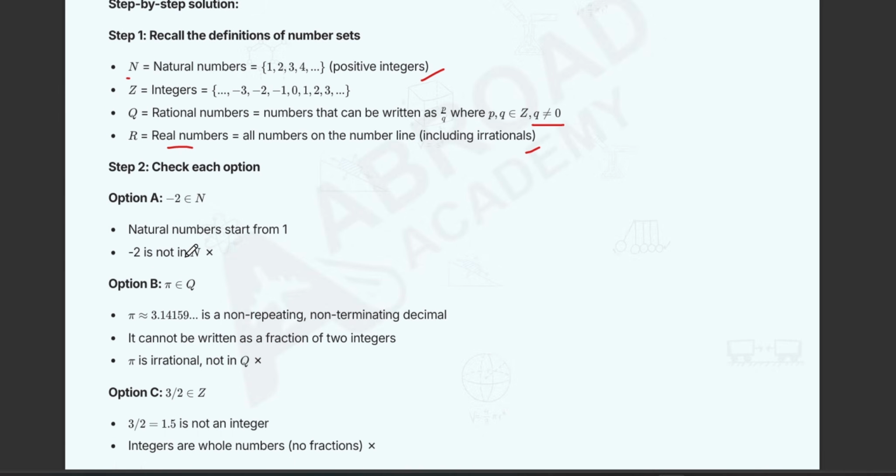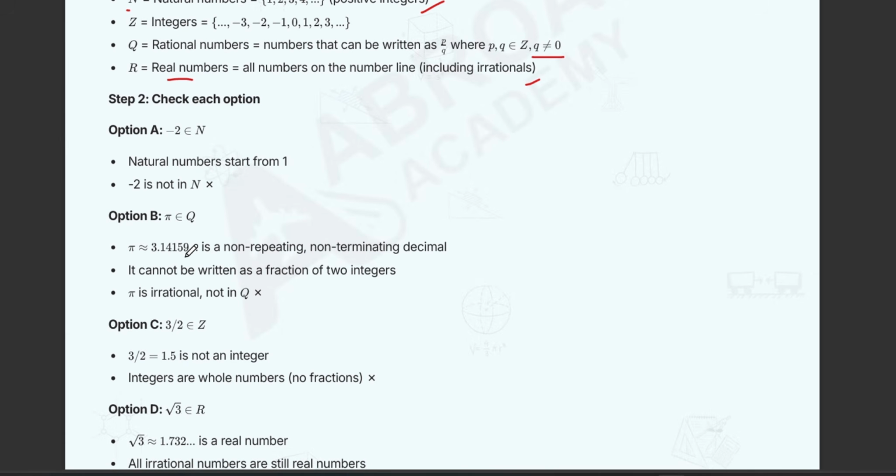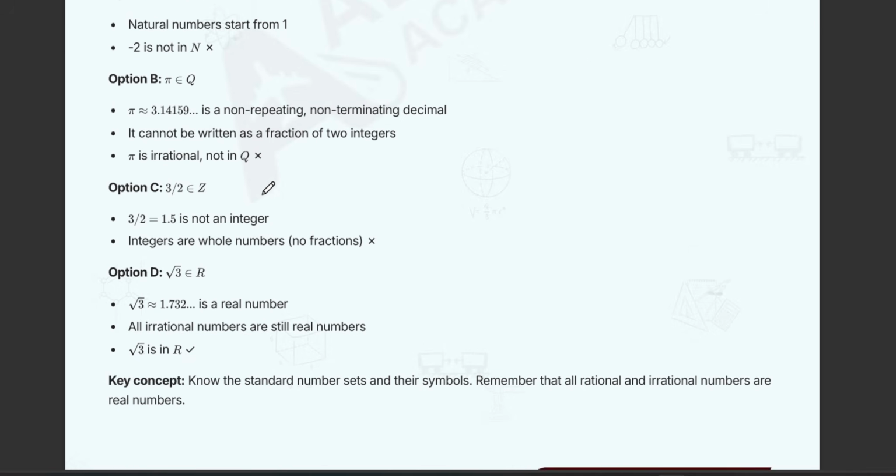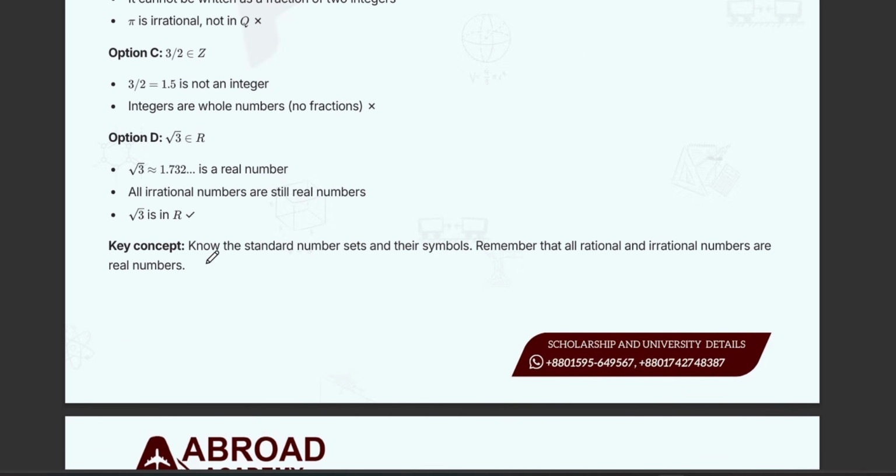And here's the step by step discussion, as you can see here. Know the standard number sets and their symbols. Remember that all rational and irrational numbers are real numbers. So remember this one, this one is too important.